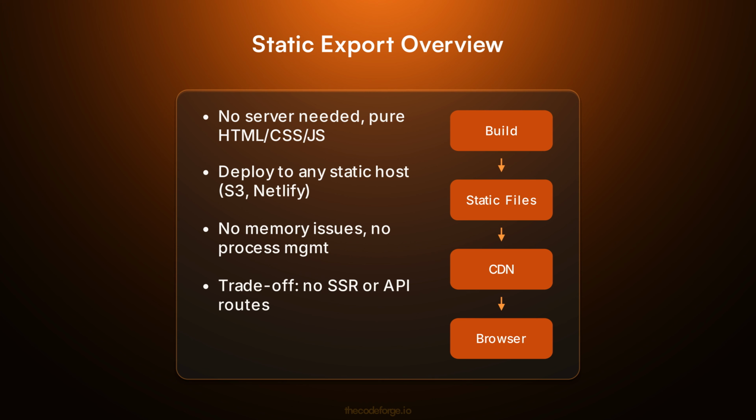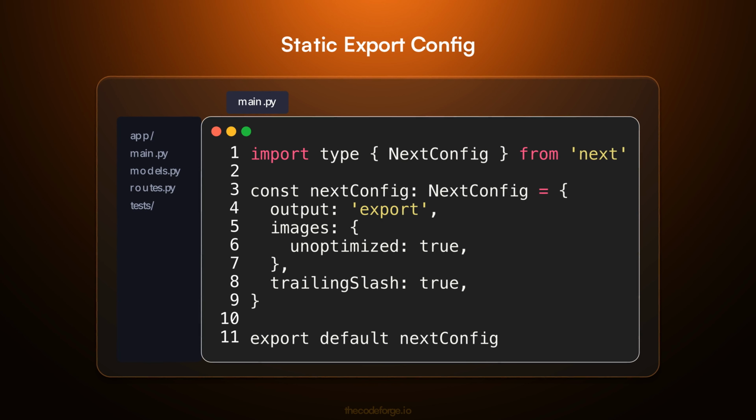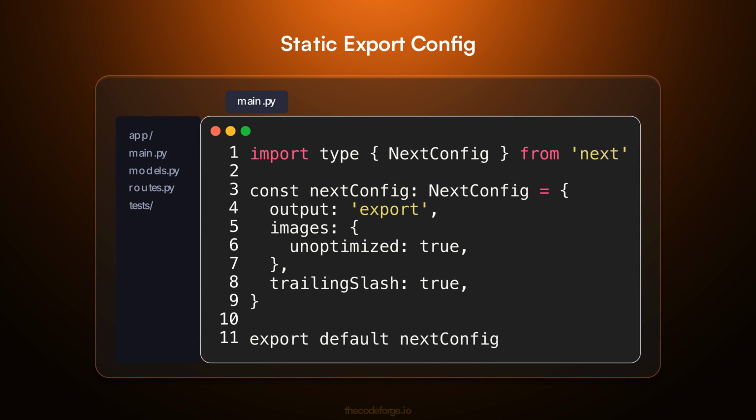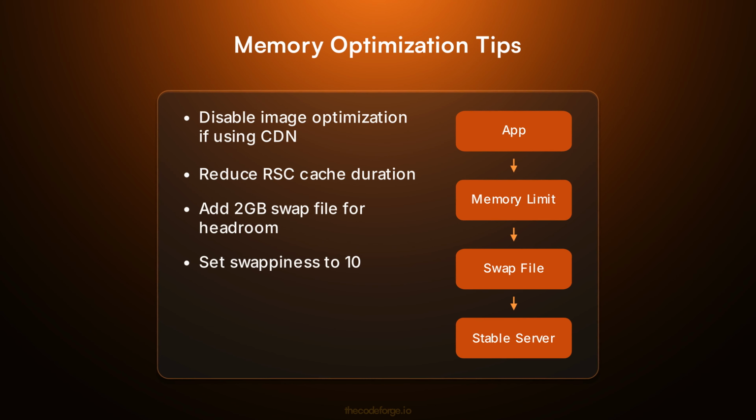No Node.js runtime required. Enable static export by setting output: export in next.config.ts. Images must be pre-optimized. The build output goes to the out folder, which you can deploy to any static host. On a $5 VPS with 1 GB RAM, every megabyte counts. Disable image optimization if you use a content delivery network, reduce the RSC cache, and add a swap file. Swap is slow but prevents OOM kills.